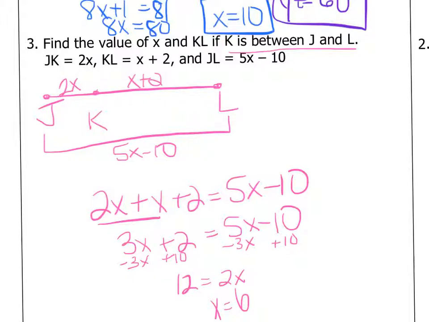Am I finished? Tyler, why not? Because you can find the value of segment KL. Okay, we need to find the length of KL, and Tyler, how can we do that? You just plug in 6 to where the x is in KL. Very good. And KL is x plus 2, so that would be 6 plus 2, which is 8.